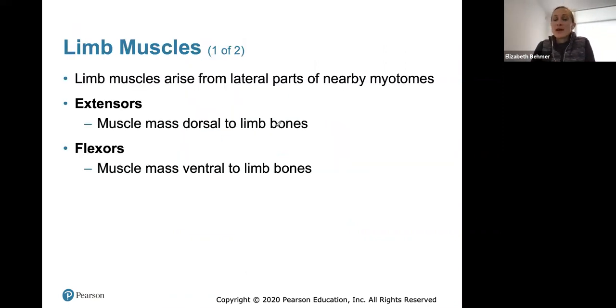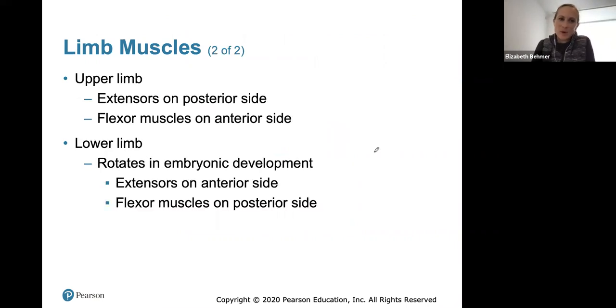The limb muscles arise from lateral parts of myotomes. Extensors are the muscle mass on the dorsal or posterior side of the limb bones, and flexors are the muscle mass on the ventral or the front side of the limb bones. In the upper limb, your extensors are on the posterior side, and the flexors are on the anterior side, always in anatomical position. And in the lower limb, it kind of rotates. So your extensors are on the anterior side, and the flexor muscles are on the posterior side.